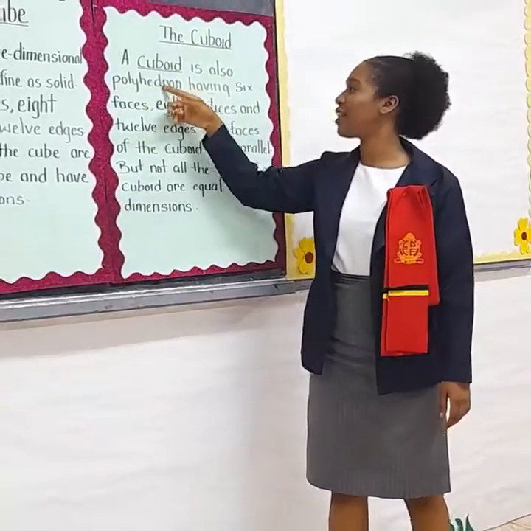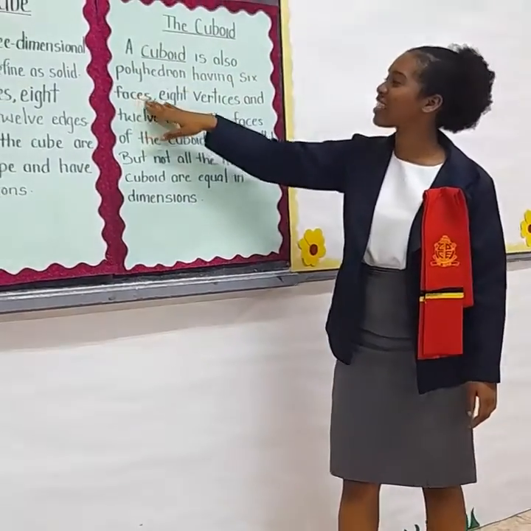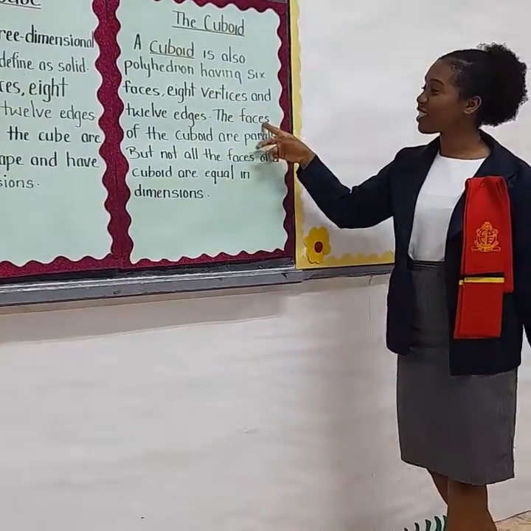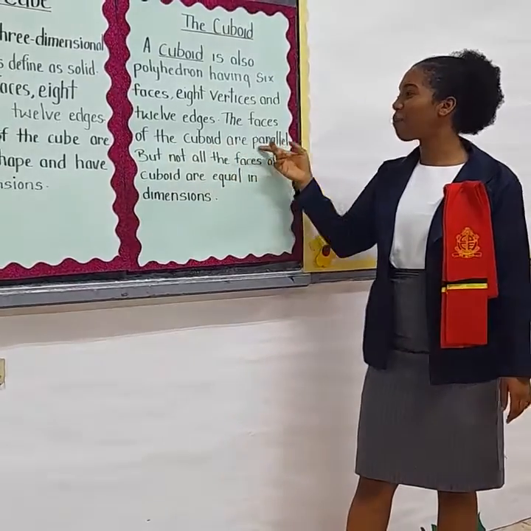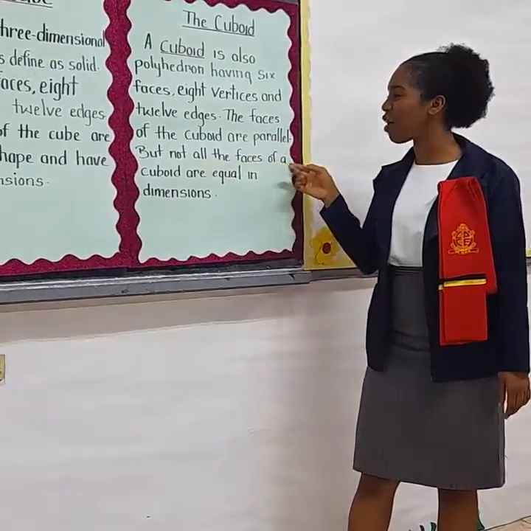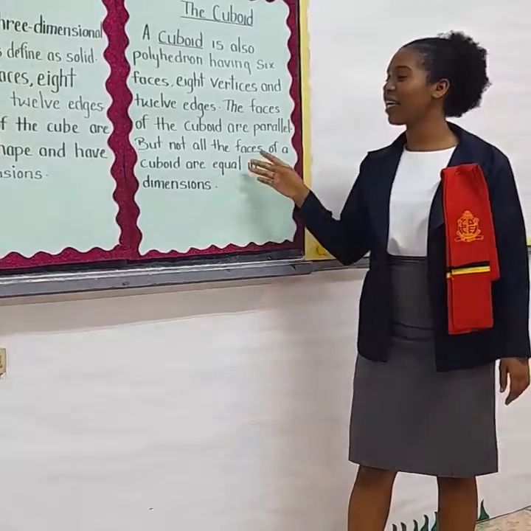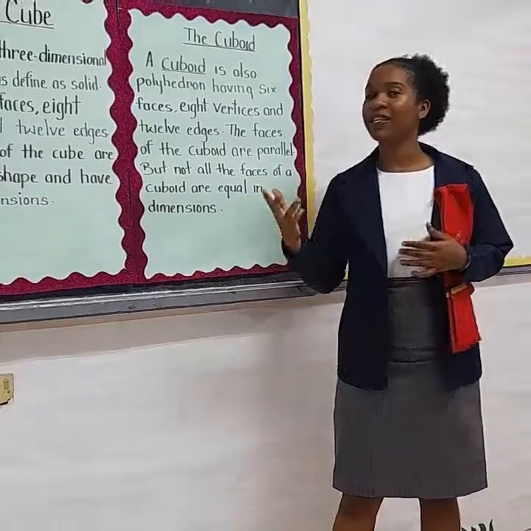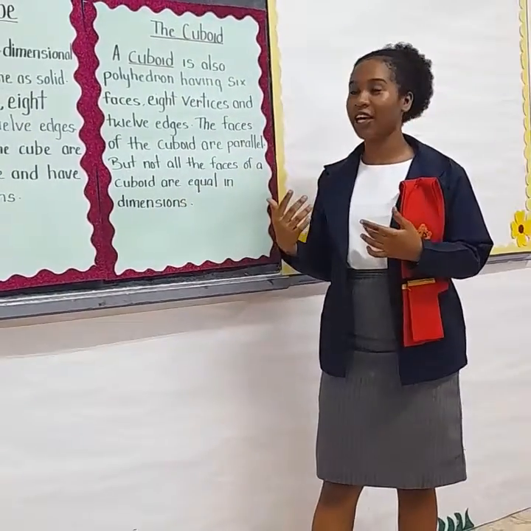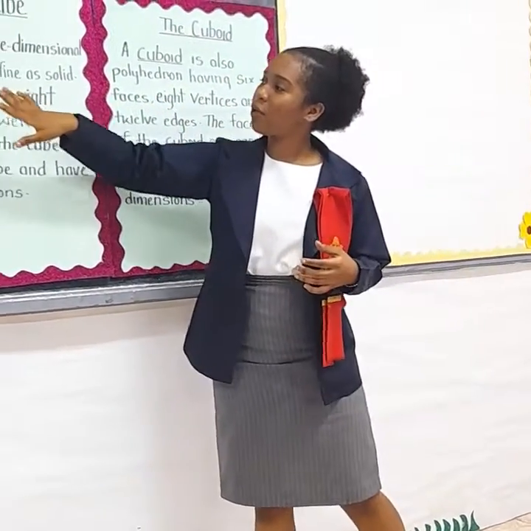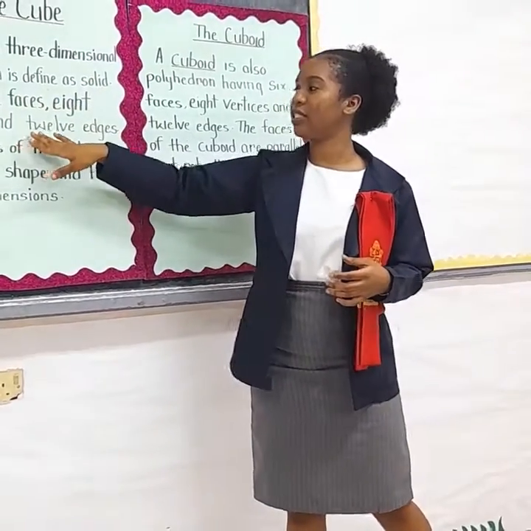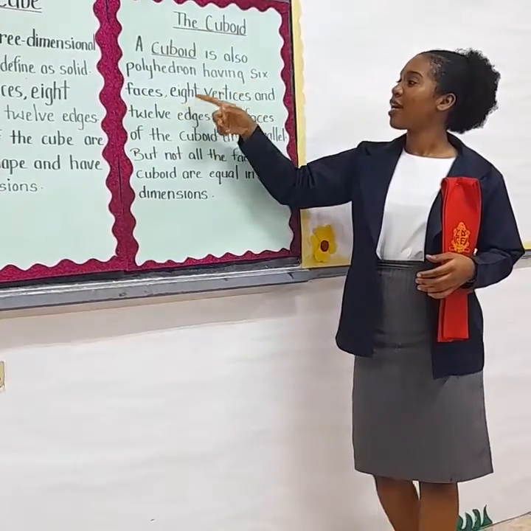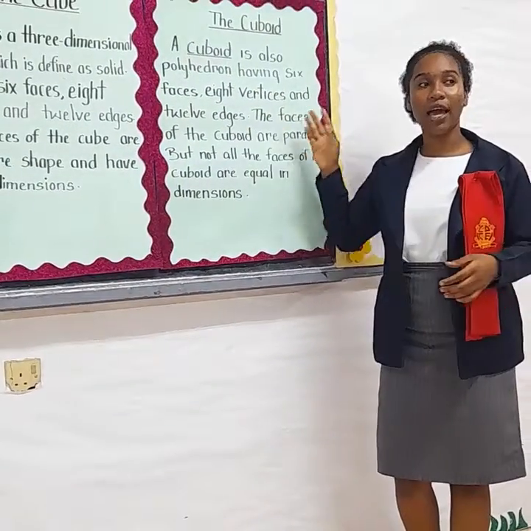It is also a polyhedron, having 6 faces, 8 vertices, and 12 edges. The faces of the cuboid are parallel, but not all the faces of the cuboid are equal in dimension. So you can see here that the cube and the cuboid have some relation together. In the cube it has 6 faces, 8 vertices, and 12 edges. And also the cuboid has 6 faces, 8 vertices, and 12 edges.